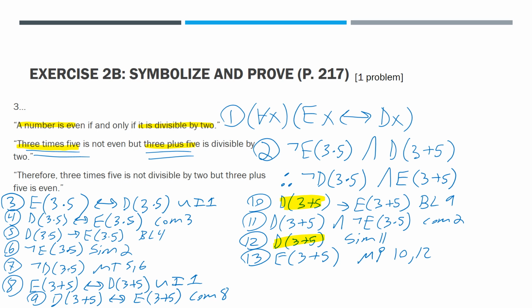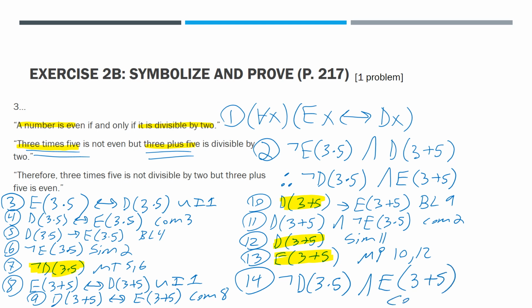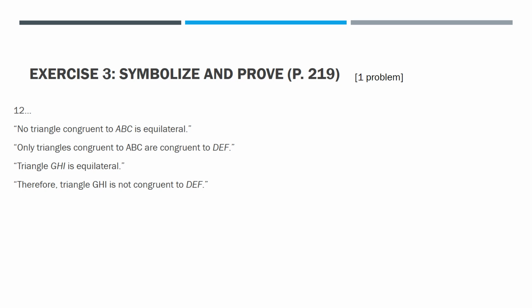On sentence 7, we have this not D(3×5), and for 13 we have E(3+5), so we'll combine them together. For 14, we'll say not D(3×5) and E(3+5) by the conjunction rule, sentences 7 and 13. Number 12 will be our last argument.